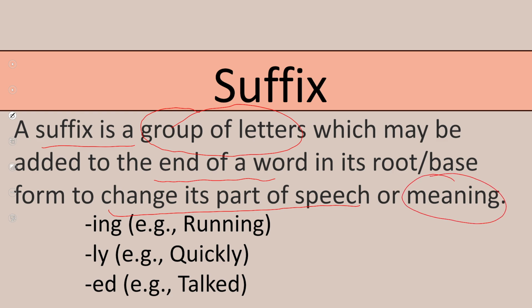So when we are adding a group of letters like these at the end of our main word or root word, the basic word, the part of speech will change. It means that a word can become of different category and the meaning will also be changed. For example, the word run, and if you are adding ing at the end, it becomes running. So this group of letter, these are our suffix.